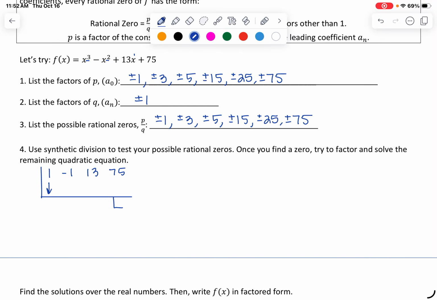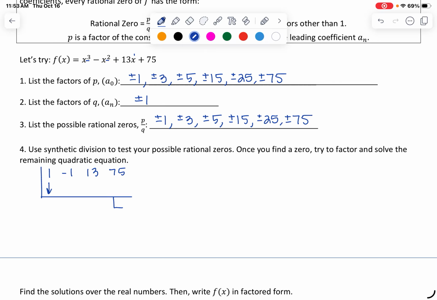All right, so now you can either switch to negative 1 or move on to 3. It doesn't matter. So let's say I switch to negative 1. Drop my 1. Multiply, I get negative 1. Add, I get negative 2. Multiply, I get 2, add, I get 15, multiply, I get negative 15, and that, once again, is not 0. So erase, or if you're working on paper, you can just move it again, right? Or you can erase. It's up to you.